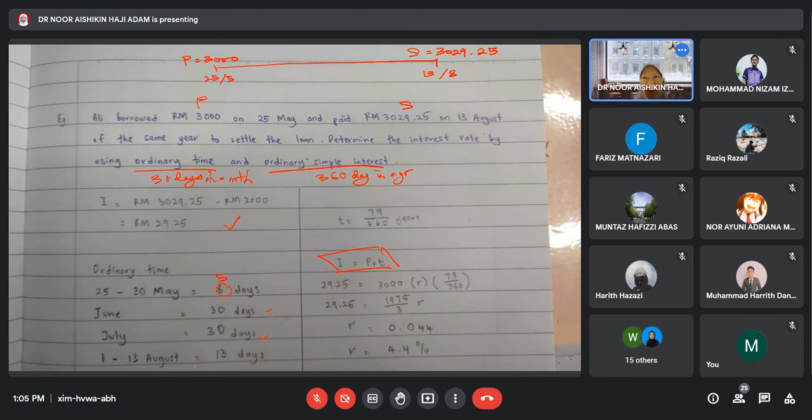June ada 30 days, July ada 30 days, August. You stop berapa hari? 13. So yes, 13 days in August. Jangan pula you ambil August pun 30 days sebab kita stop on 13th of August. So you want the first 13 days of August, 1st to 13 August. So you campurkan, you dapat bukan 79, it should be 78.